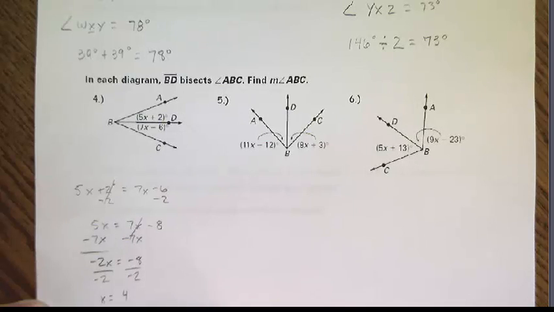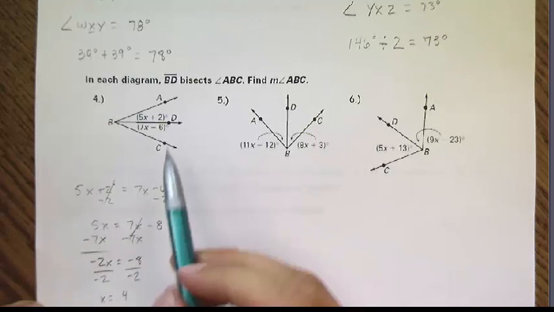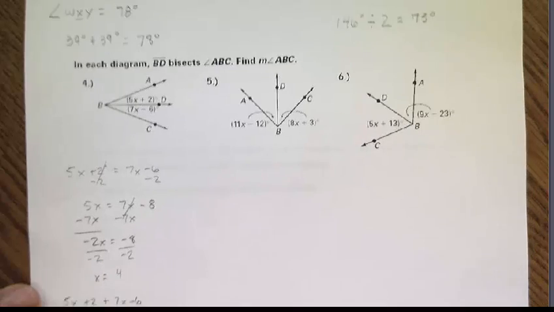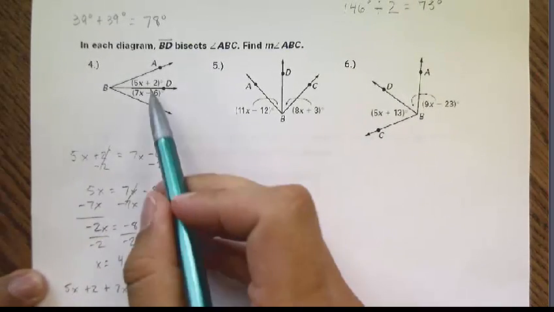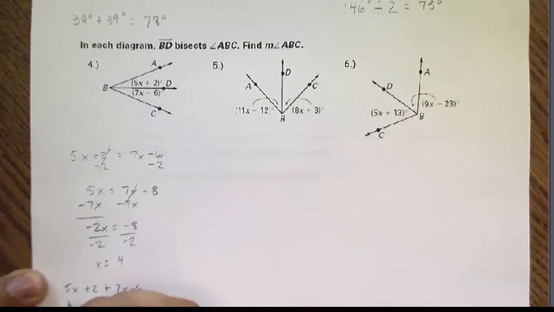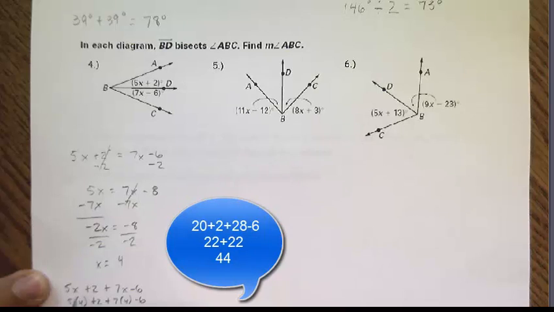plus 2 plus 7x minus 6. Since we are trying to find the full measurement of ABC, we have to add both of these angles together. So substitute the 4 in for our x's and rewrite the problem, and then we solve. 5 times 4 is 20. Bring down our 2. 7 times 4 is going to be 28.